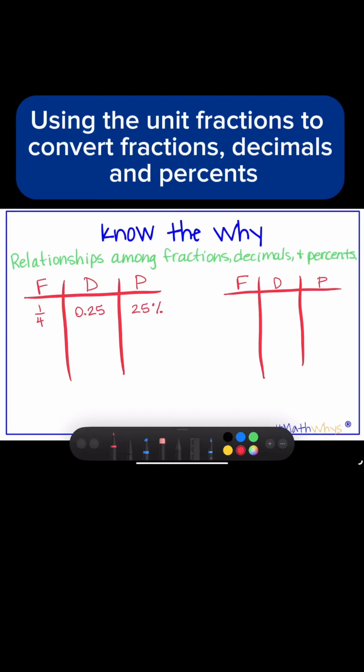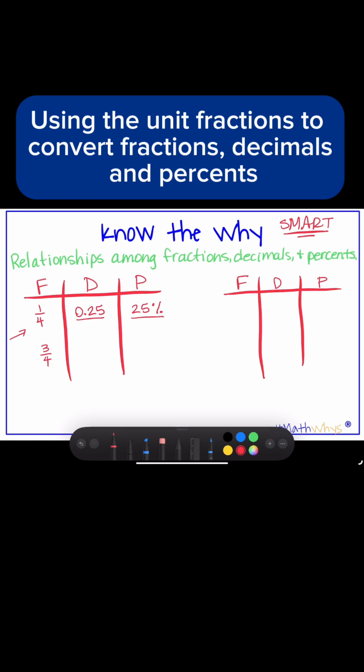We're using the relationships among fractions, decimals, and percents. It's helpful if the students are able to work smart and use the information that they have instead of doing a lot of calculations when they really don't have to. For example, if I know the unit fraction 1/4 is equivalent to 25 hundredths, and I know that the percent is 25%, then I can use that information to figure out what 3/4 is.